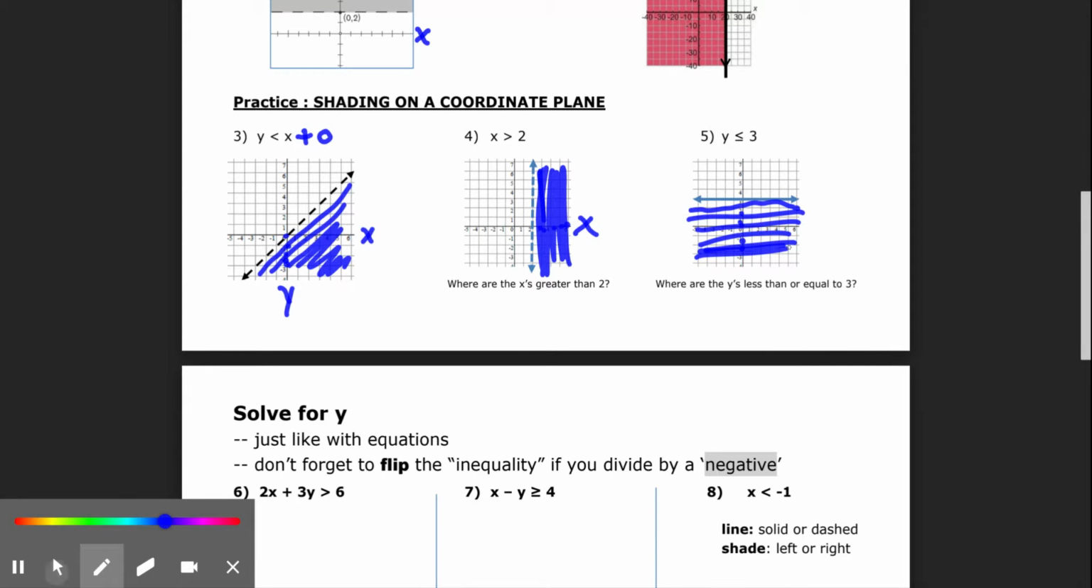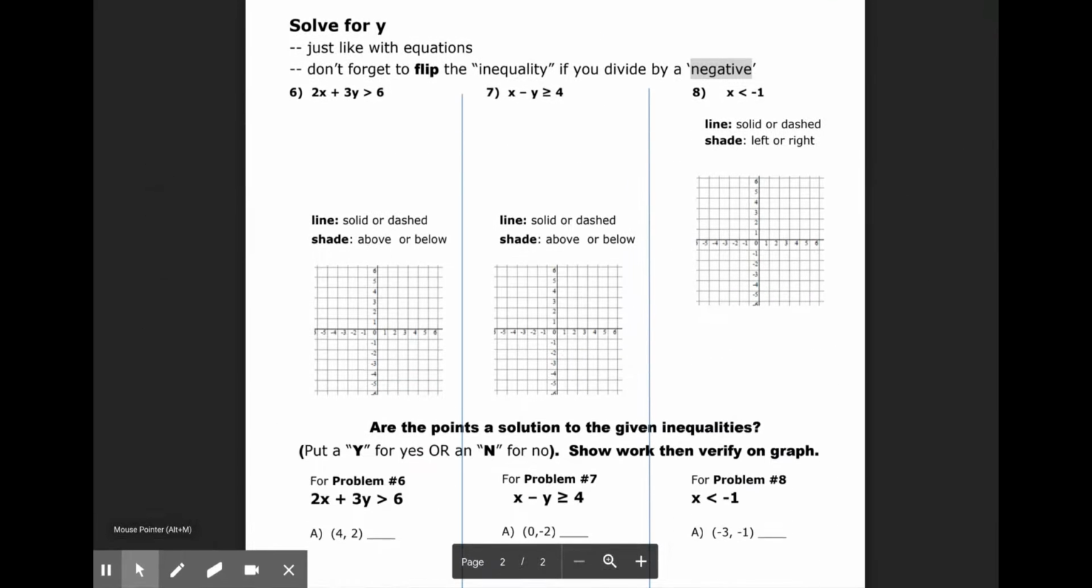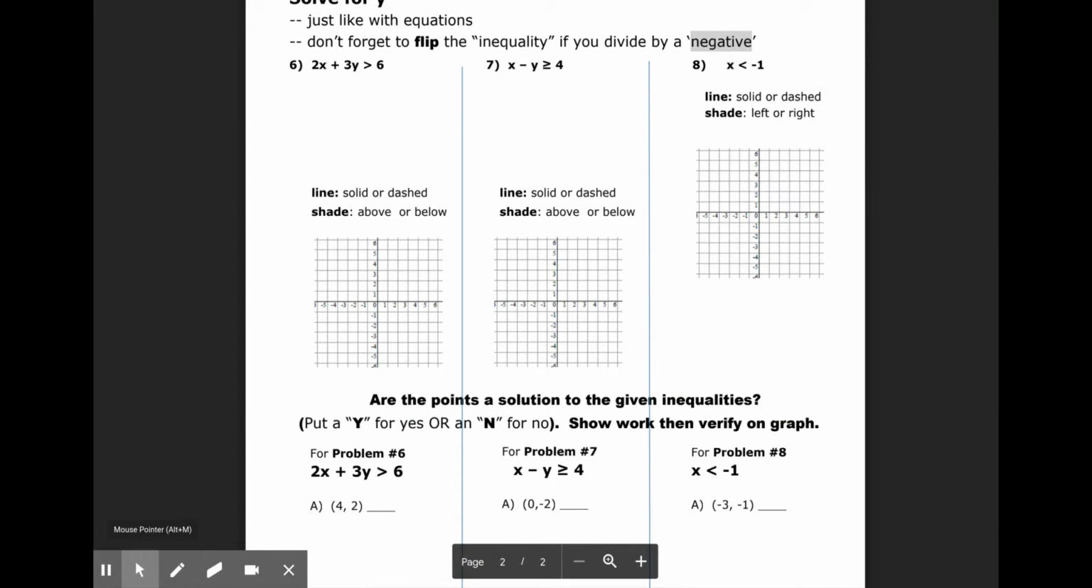Let's look at the back page. Here it says solve for y. So we're going to solve for y. That's one reason why we were practicing that on the previous notes, on notes 32, so that we could solve for y, and then we're going to graph it.